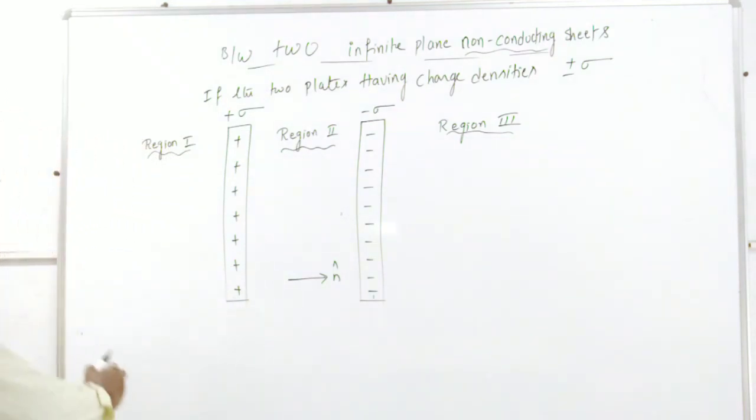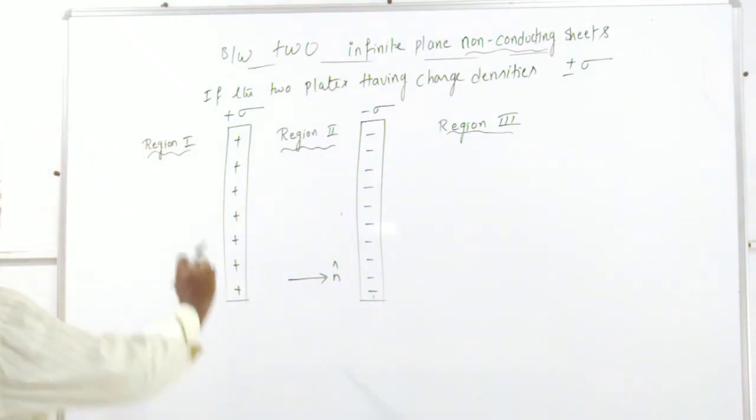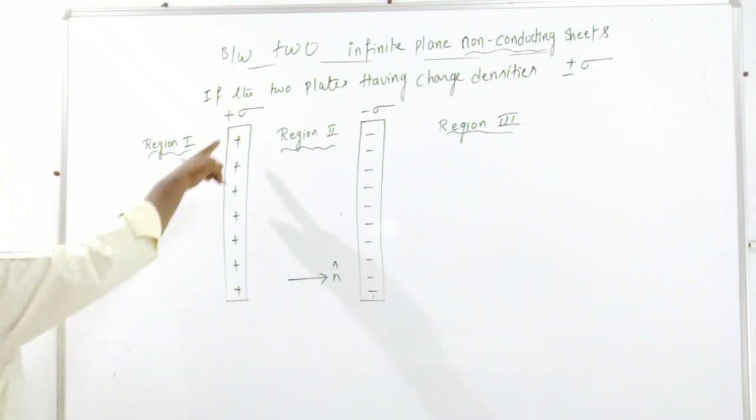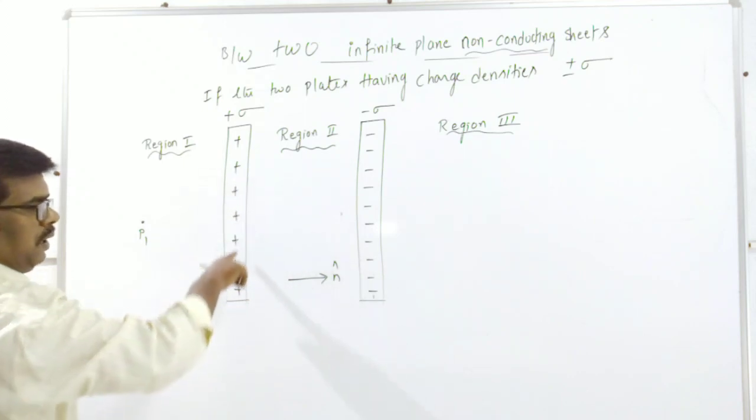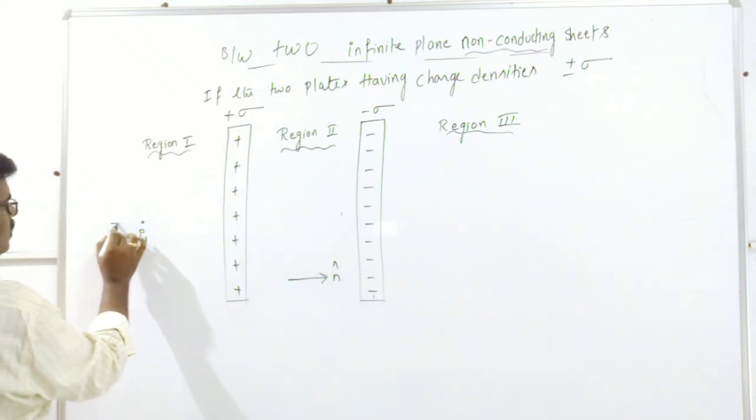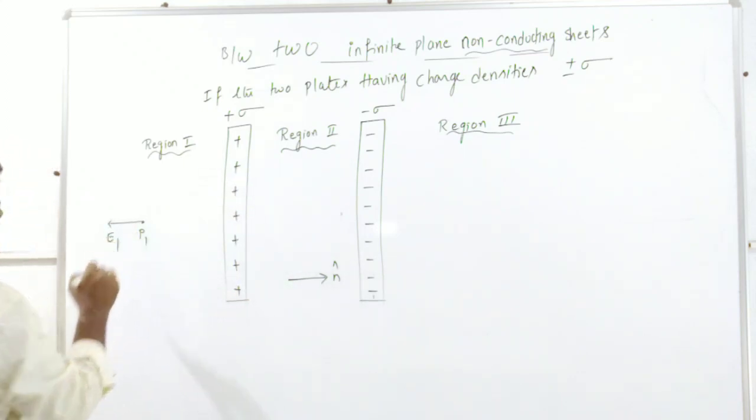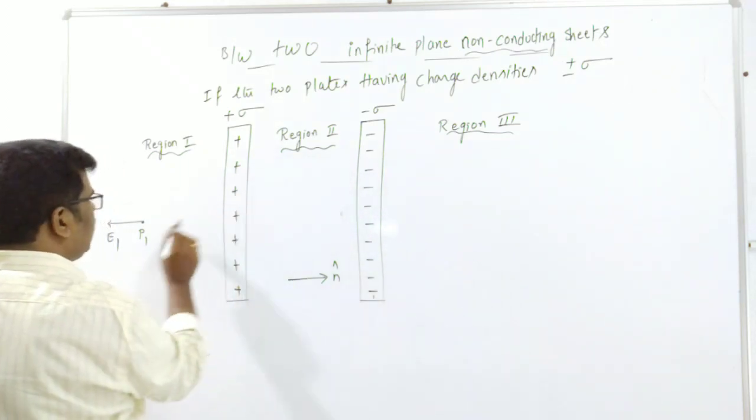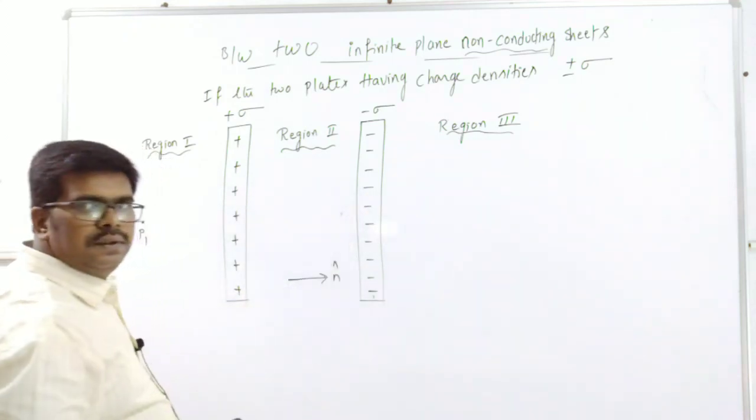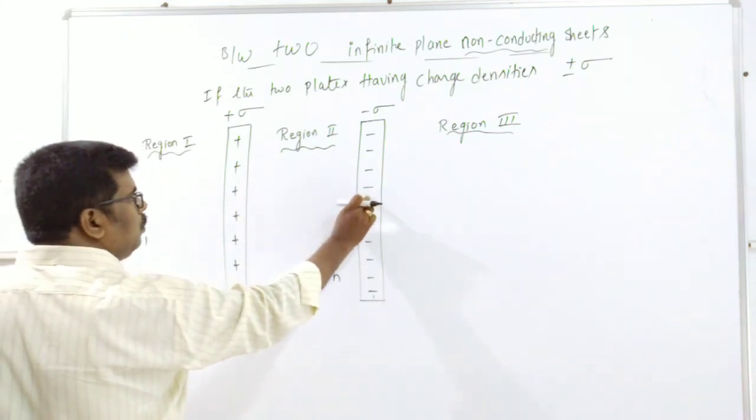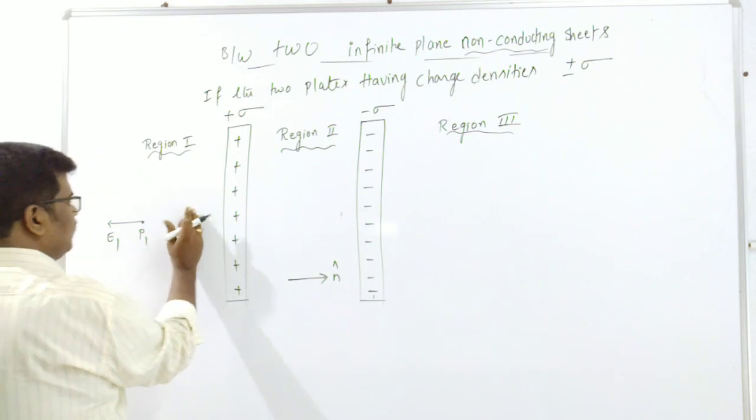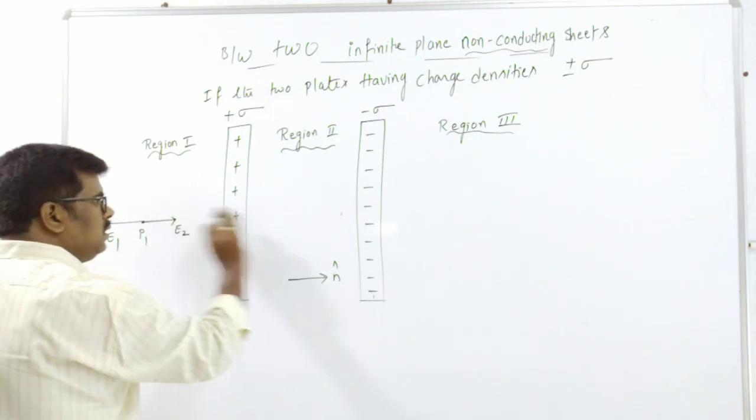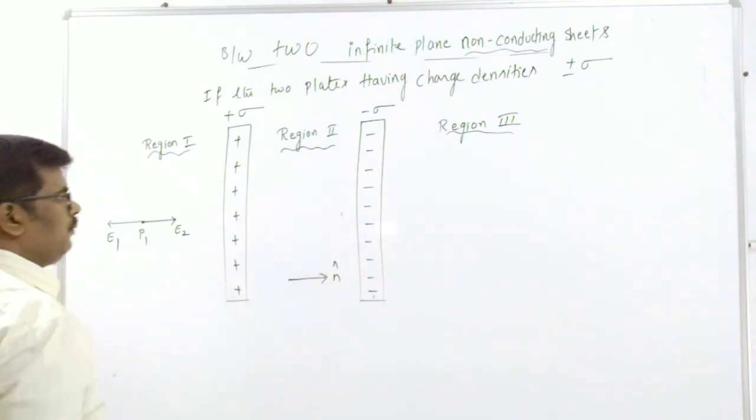Now, if you observe, this is the point P1. Due to this positively charged plate, the electric field intensity at point P1 is away from it, that is E1. And due to this negatively charged plate, the electric field intensity is towards it. So because of the negative charge, the electric field intensity is towards it. That's why at this point, the electric field intensity E2 is towards the plate.